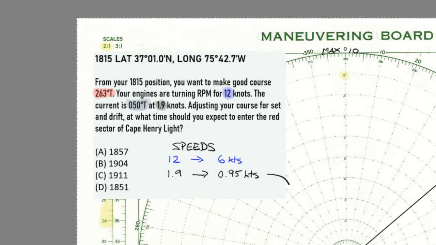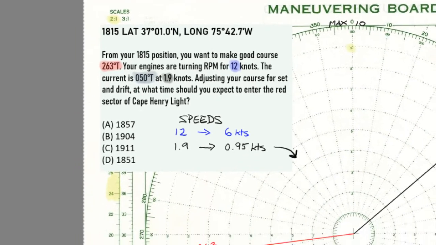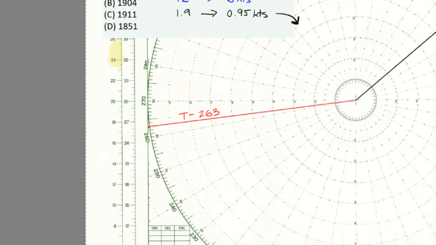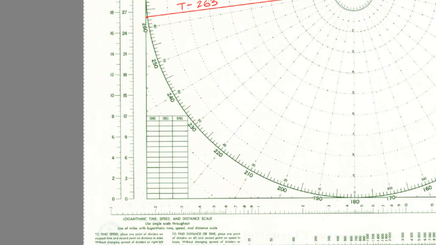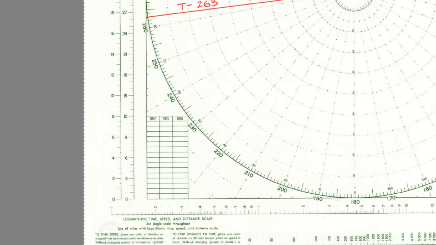If you're comfortable doing the calculations like this, great. You can plot them right out on the sheet, no problem. I'm going to show you how to use the vertical scale on the left-hand side, the 2-to-1 scale. This is in the interest of understanding the technique, and it lets you bypass any kind of math calculations. To use our scale, we're going to put our unmodified speeds down. We have our 12 knots for our engine speed. That's about here. And we're going to find our drift, which is 1.9, about here.